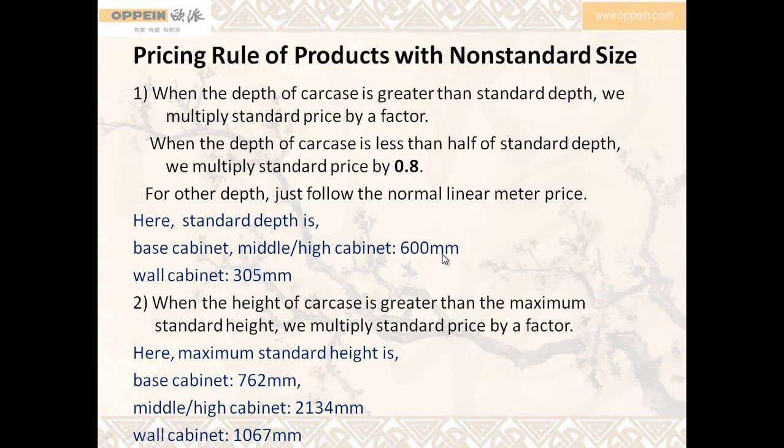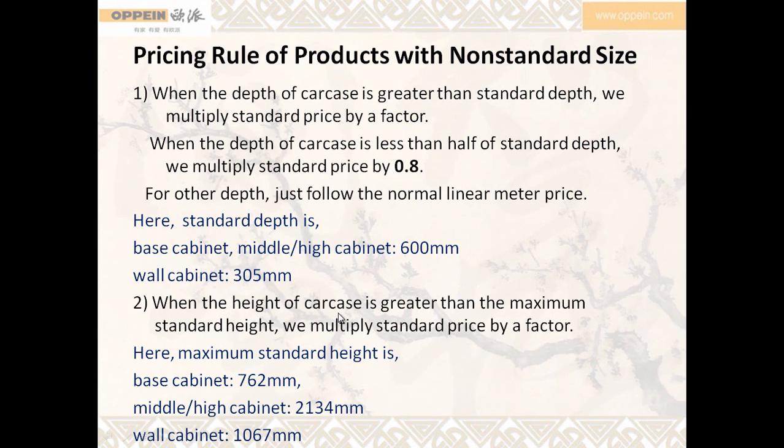Next is the pricing rule of products with non-standard size. First, products with non-standard depth. When the depth of carcass is greater than standard depth, we multiply standard price by a factor. When the depth of carcass is less than half of standard depth, we multiply standard price by 0.8. For other depths, just follow the normal linear meter price. Here, standard depth for base cabinet, middle cabinet, and high cabinet is 600 mm. For wall cabinet, it is 305 mm.